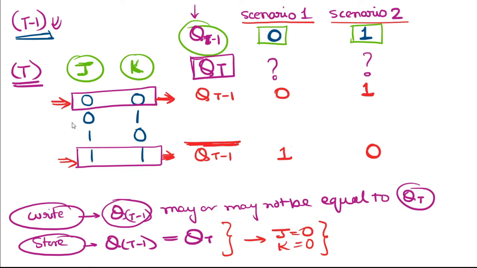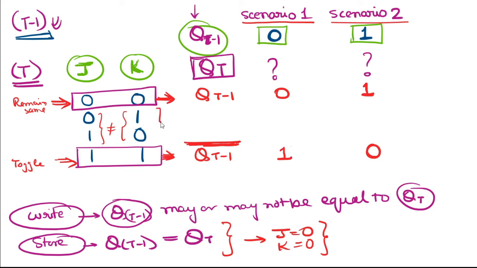So this one remains the same, and this is toggle, right? What if j and k are not equal to each other? I'm so sorry. That is, if j is equal to 0, then k is equal to 1. If j is equal to 1, then k is equal to 0.